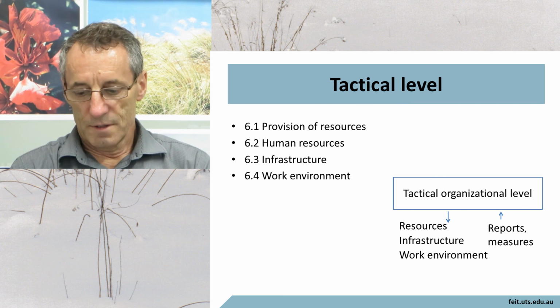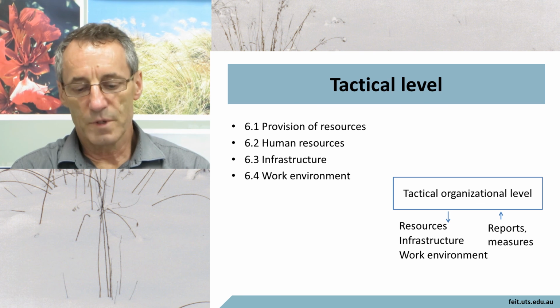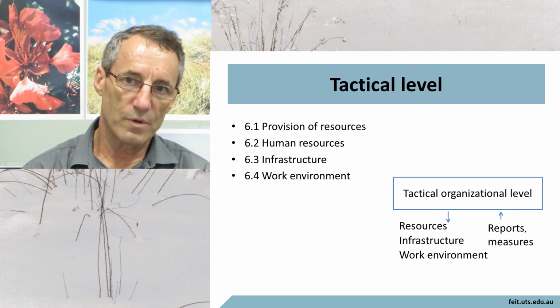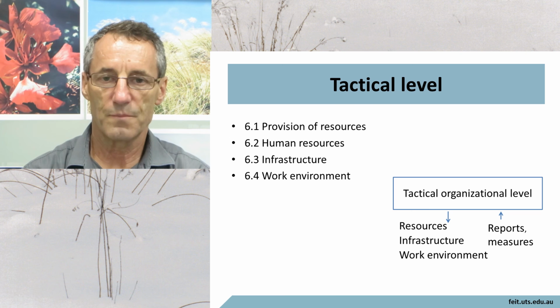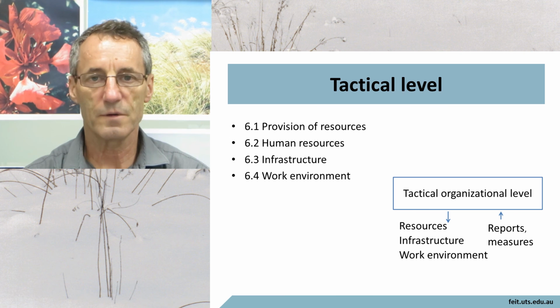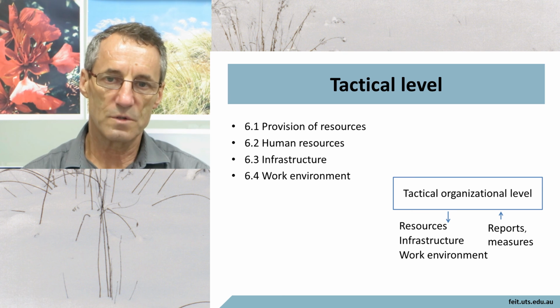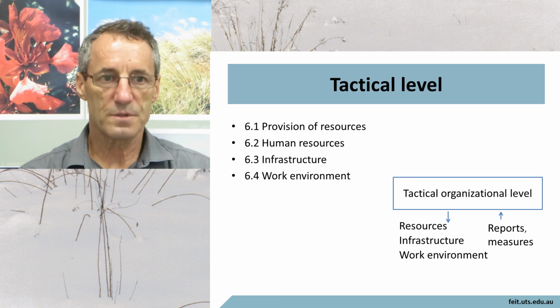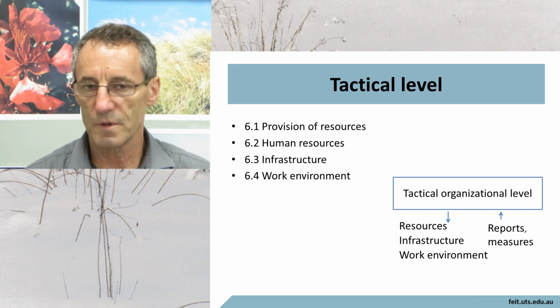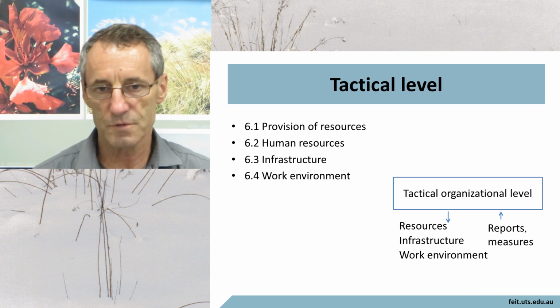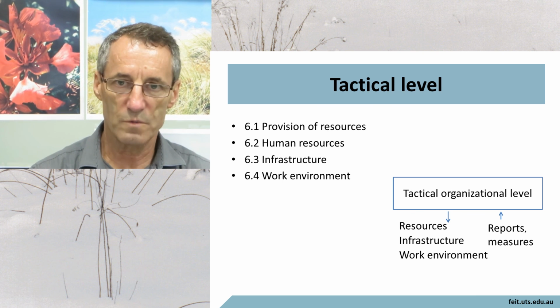Let's now look at the tactical level. This is where the quality policy and money and other things provided by the strategic level are broken down and translated into resources that are given to the quality management system. That is the number of people, the budget to run its affairs, the infrastructure, and all that sort of stuff. So what resources are given there?